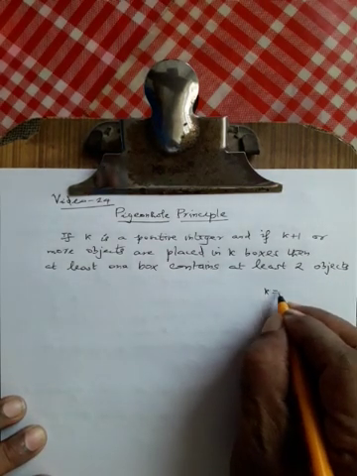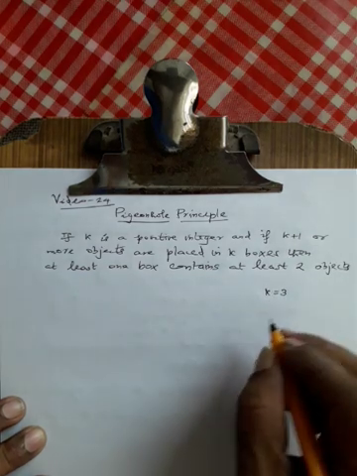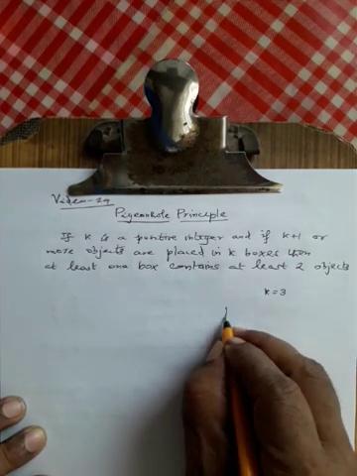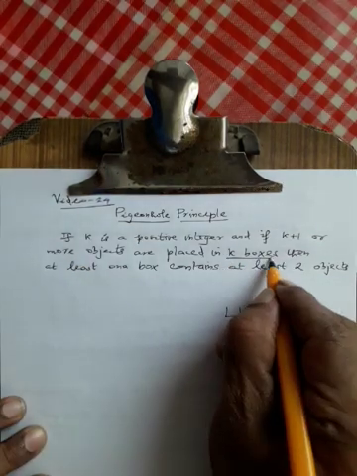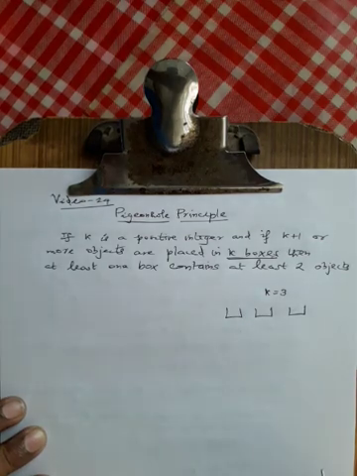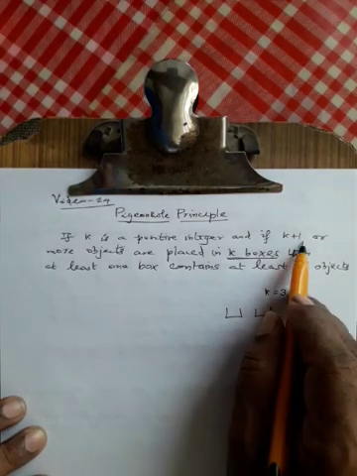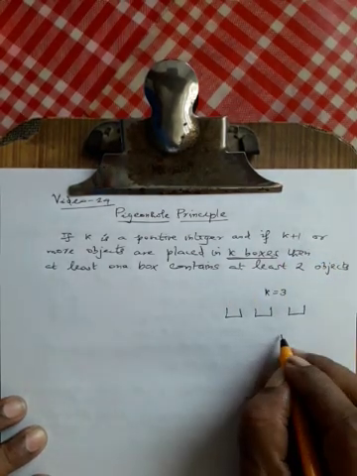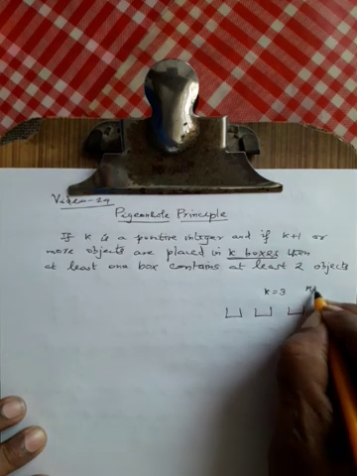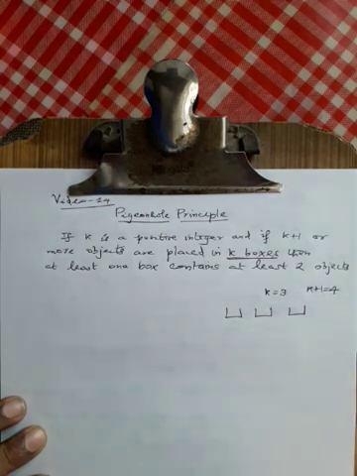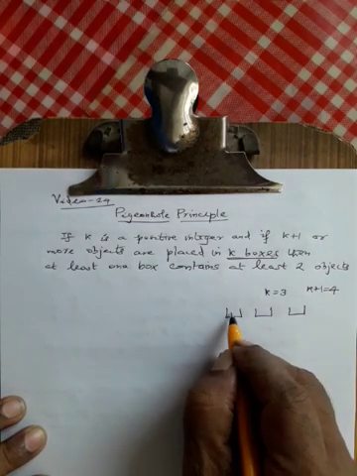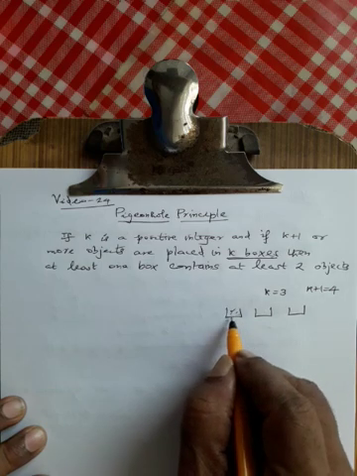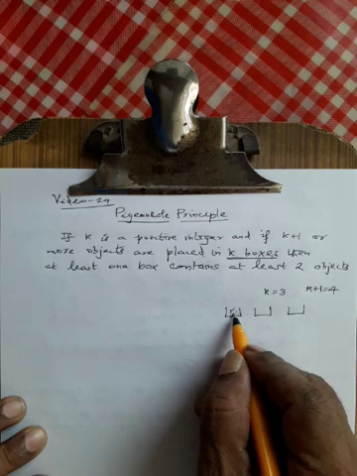Suppose, for example, k is equal to 3, and there are 3 boxes. Then I have to take objects, either k plus 1 or more. So I take k plus 1 objects, which means the number of objects is 4. All 4 objects can be placed in the first box itself. Then the first box contains at least 2 objects because we have 4 objects.